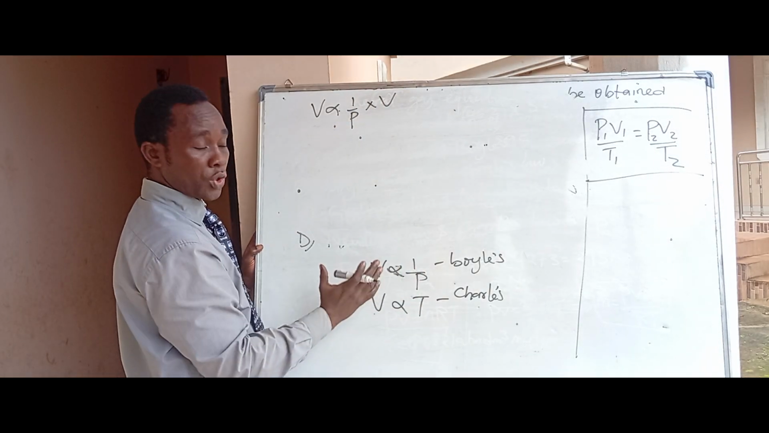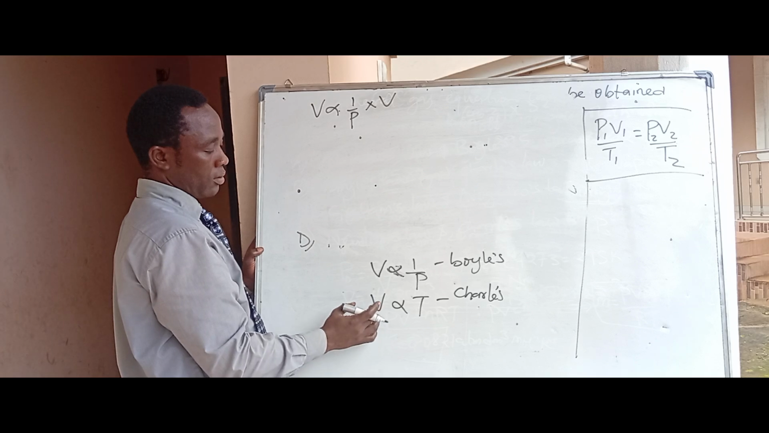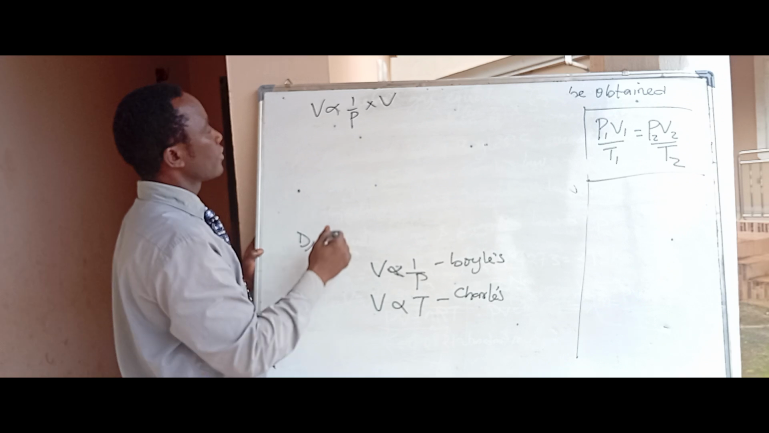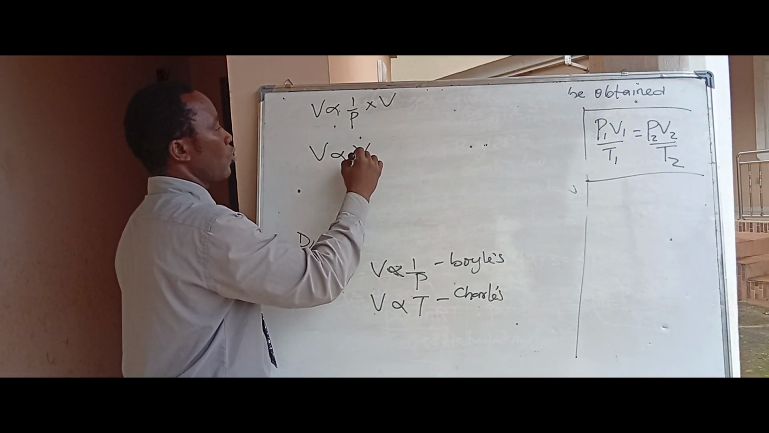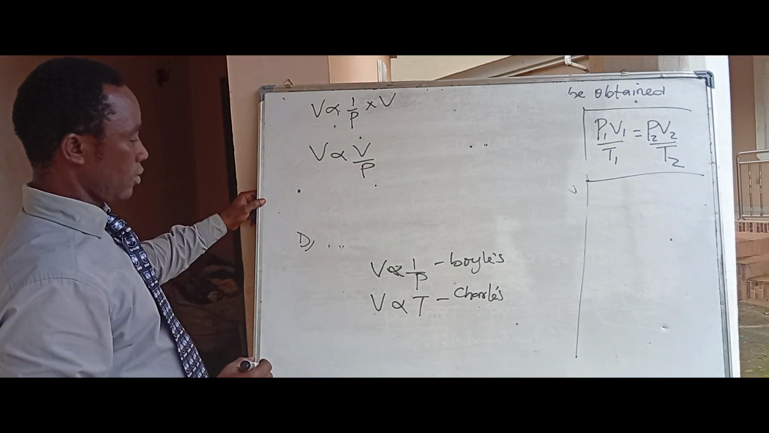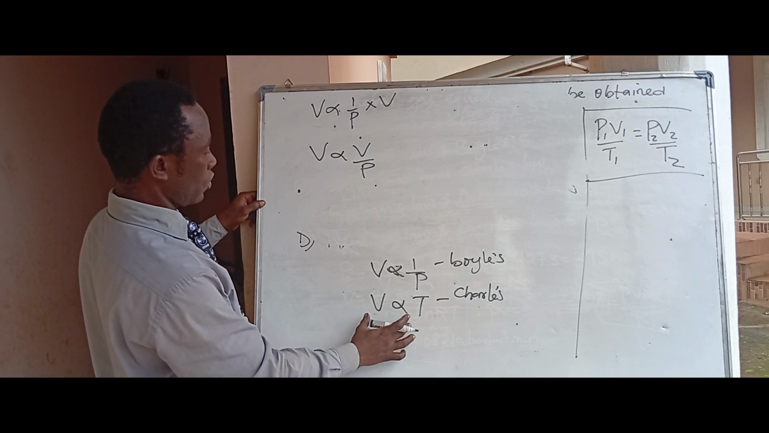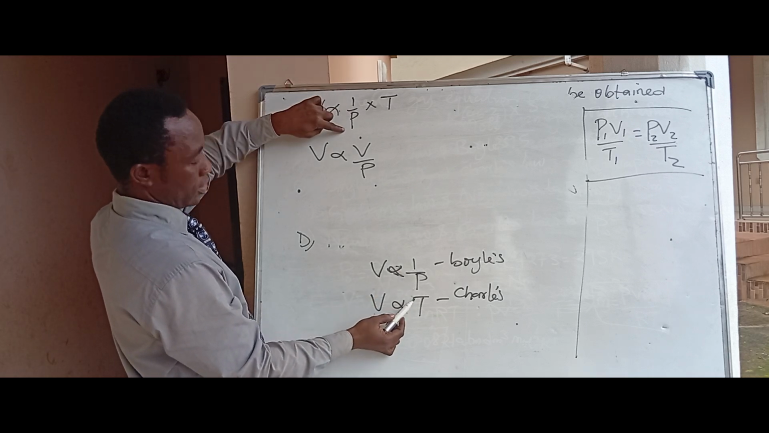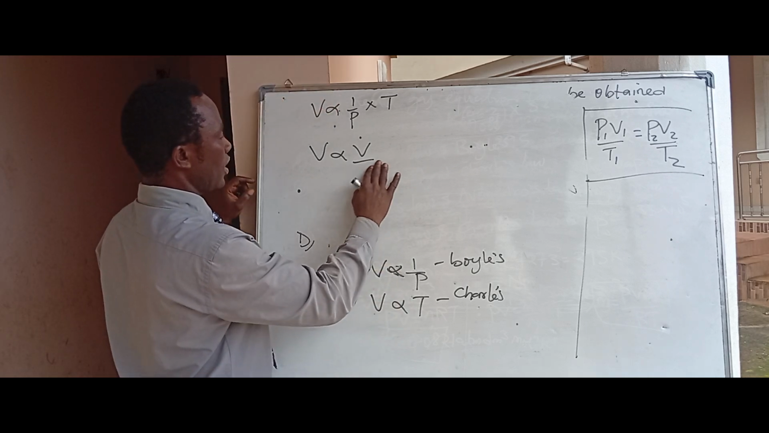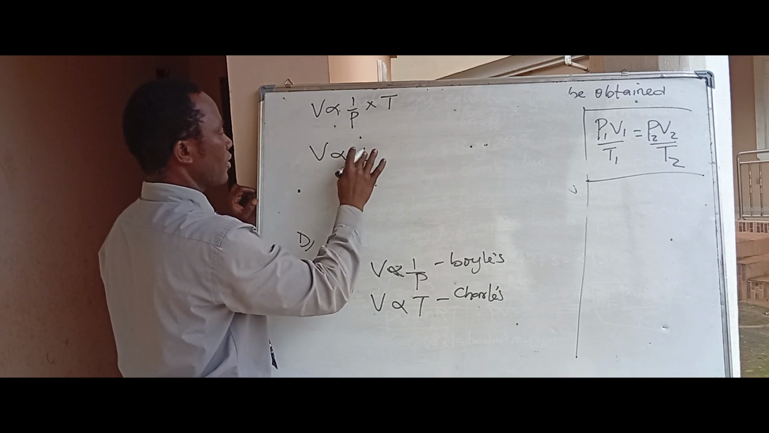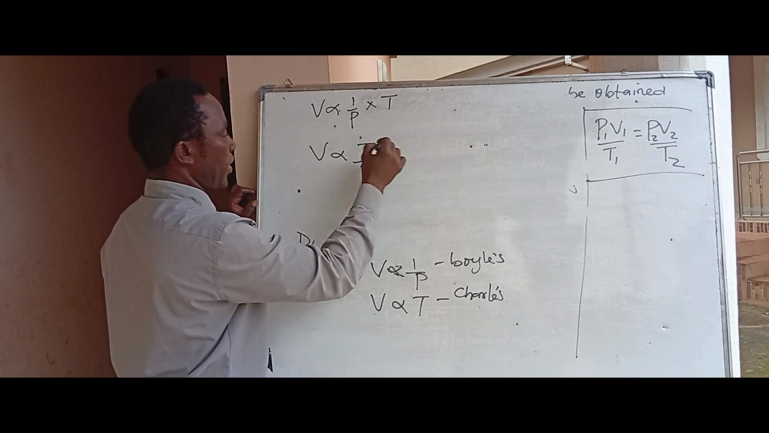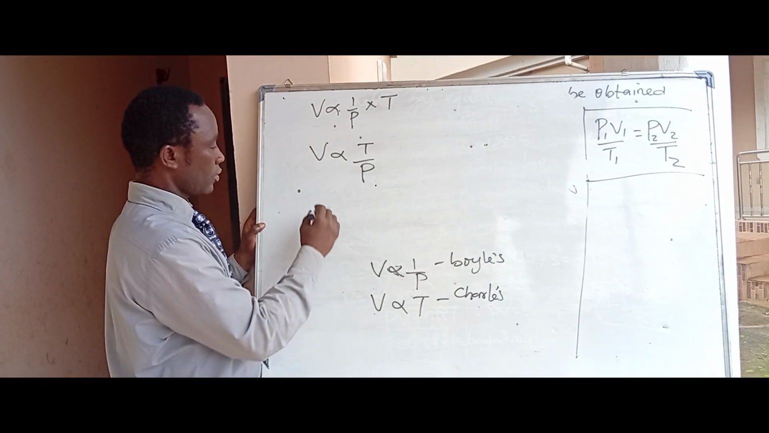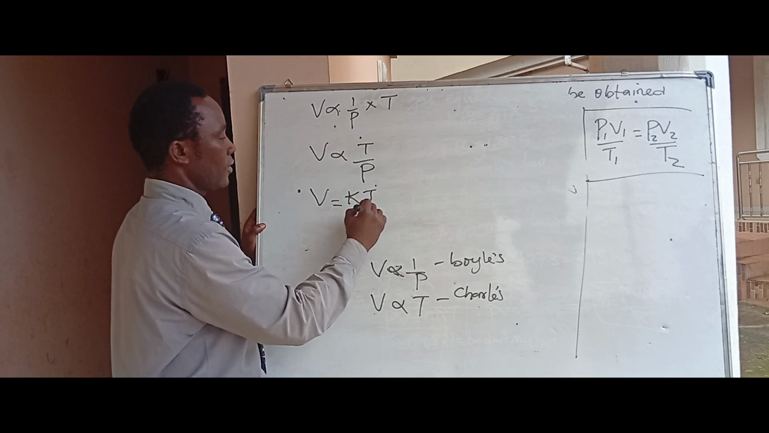I'm combining these two equations. V is proportional to T. So V will be proportional to 1 over P times T. Remember, 1 over P, then times T. So here is actually 1 times T, which is T over P. Now, if we introduce a constant to remove the proportion, my V will become equal to KT over P.